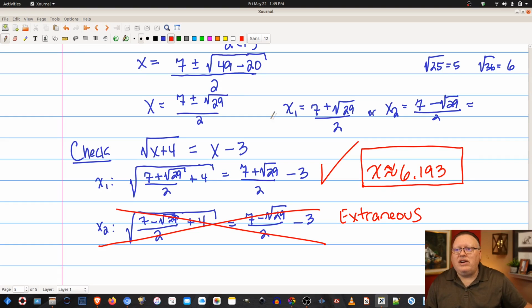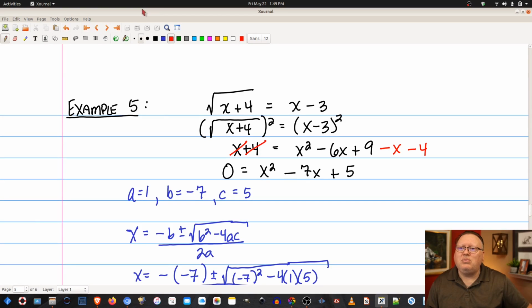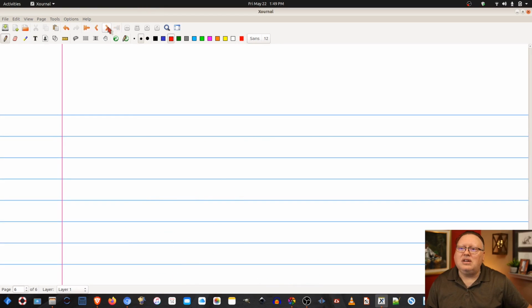Okay, so our next example, which I forgot what example number we're on. We're on example 6 right now. So let's move this over here. And we're going to do example 6. Let's change our color. So example 6. And we're going to look at a problem with two radicals.